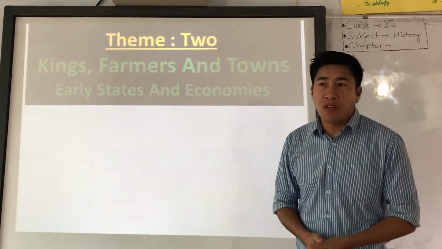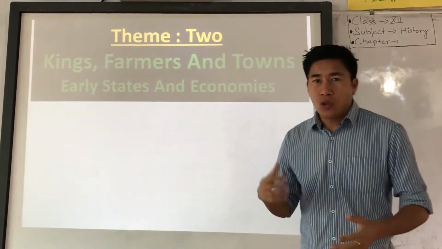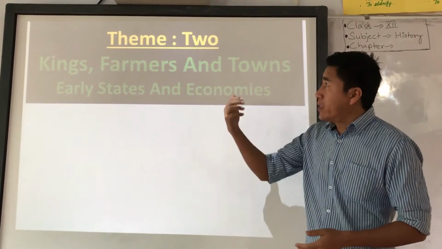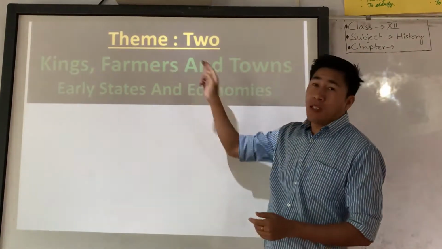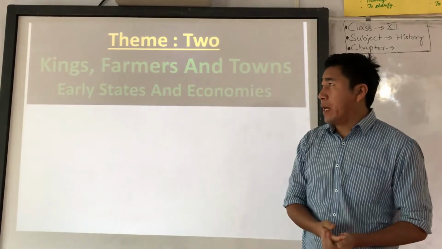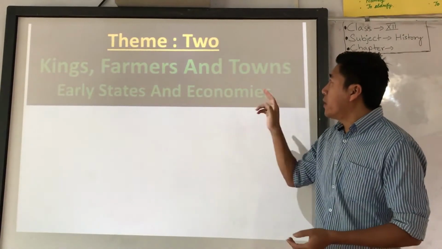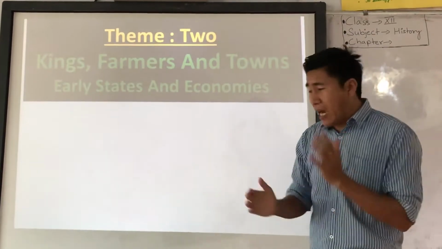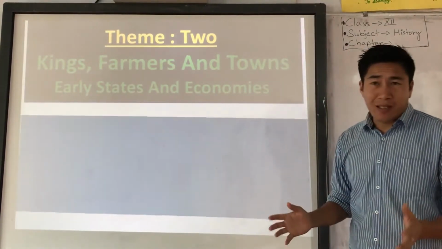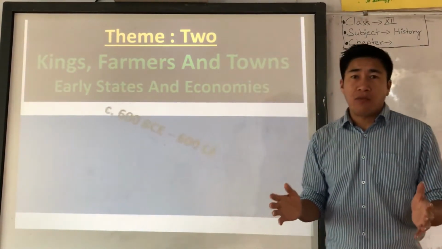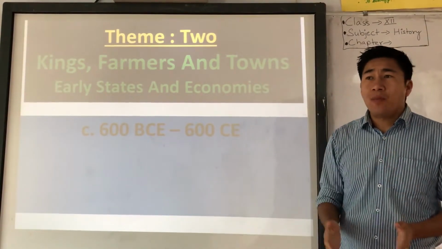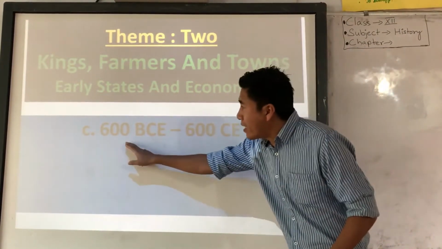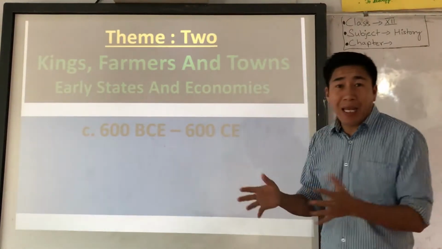We have finished with our first chapter of class 12 history. So today we are going to start a new chapter, that is theme number 2 or chapter number 2. The name of the chapter is Kings, Farmers and Towns: Early States and Economies. The time frame that we are going to discuss in this chapter is from 600 BC to 600 CE, or you can say 600 BC to 600 AD.